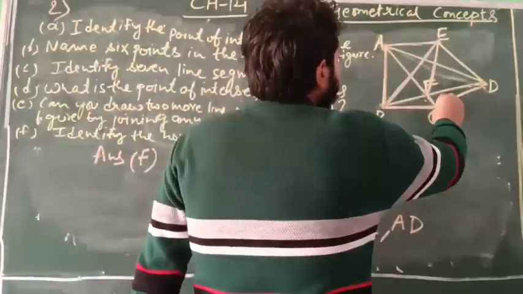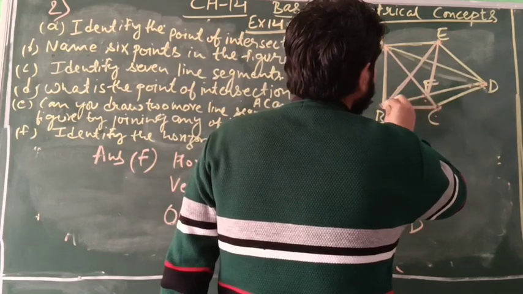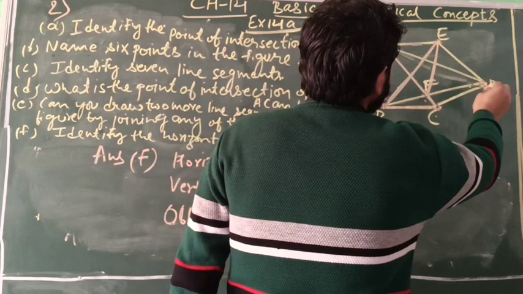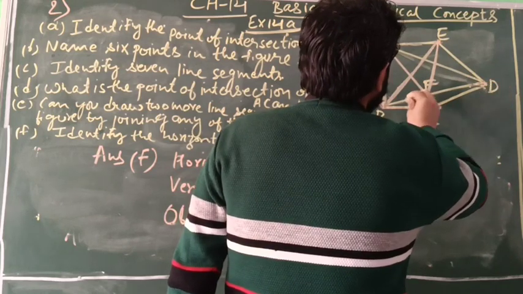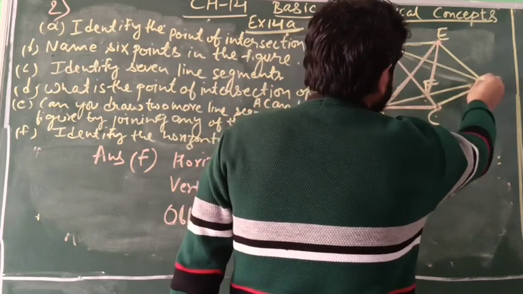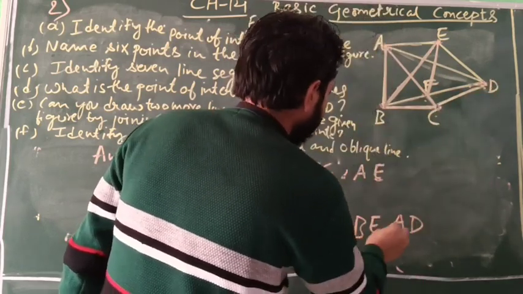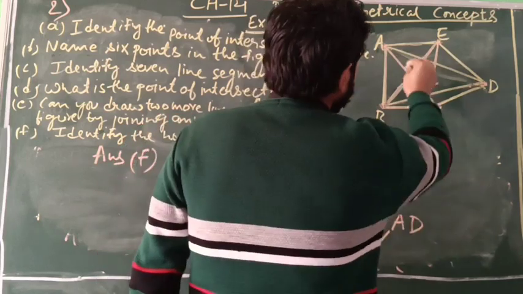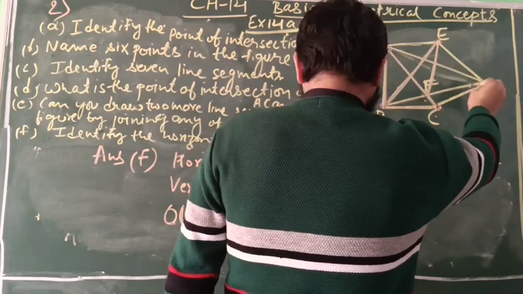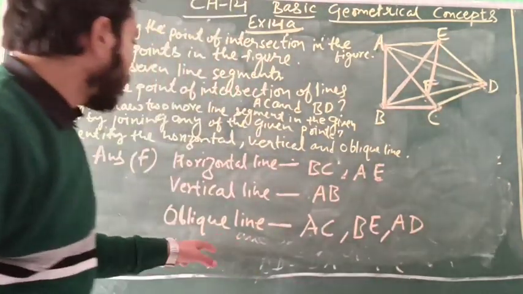Here AC, BD, and BE. So these are the three oblique lines.